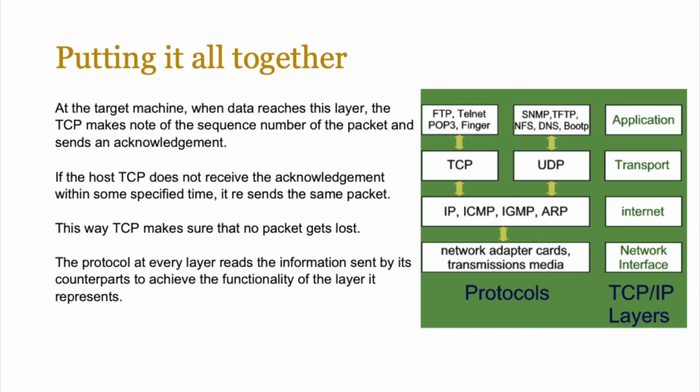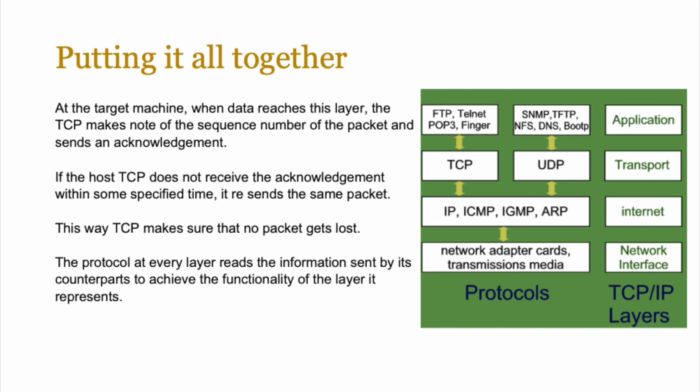Now, one thing I want to point out is that at the target machine, when the data reaches this particular layer, the TCP makes a note of the sequence number of packets and sends an acknowledgement. And if the host TCP does not receive the acknowledgement within some specified time, it resends the same packet. So ARQ type approaches happen here at the TCP layer. Now, this way, the TCP makes sure that no packets get lost. If all the packets haven't arrived at the transport layer, then you're going to end up with buffering, and you're going to end up with data loss at the application stage.